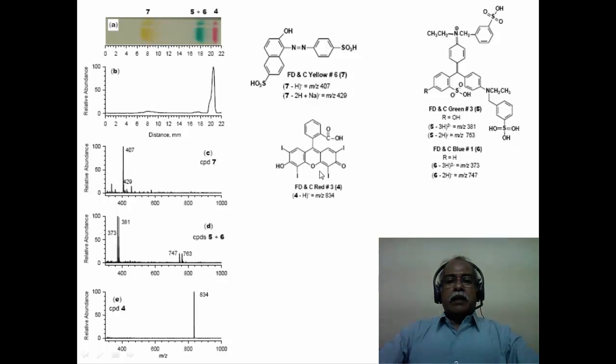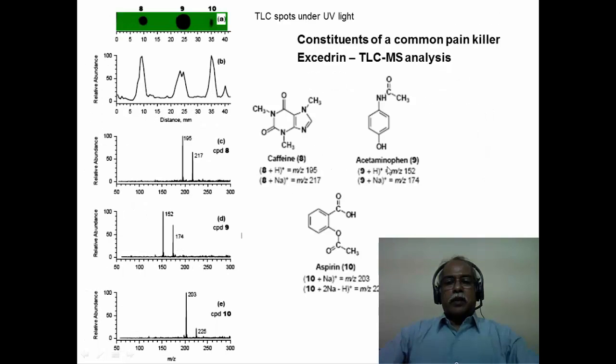Lastly, the red color dye, which is this particular dye, has 4 iodine atoms. It is a fairly large molecular weight compound, 834, and that is essentially seen as one single peak at 834, corresponding to the molecular ion of this particular compound. So this is analysis of a mixture of dyes.